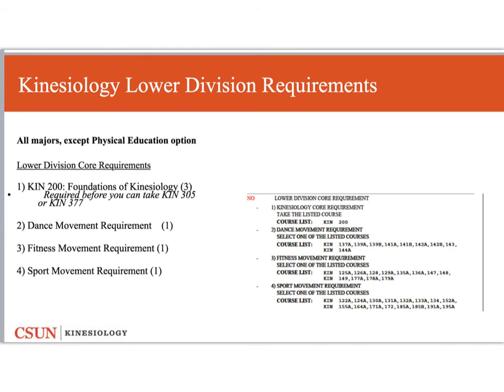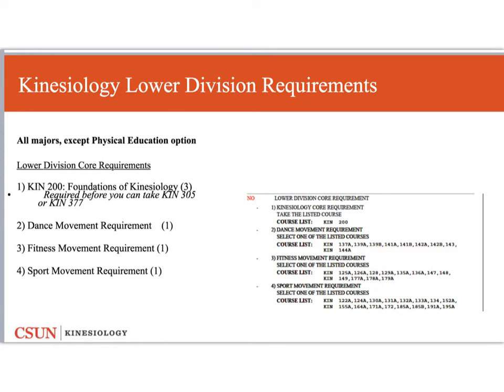All right, so below the prerequisite science and math, you will see the lower division core requirements. There are two different DPR formats. If you are a physical education option, your DPR is going to look a little different, so hold off until we get to the next slide. For all other majors and options, this is what your DPR will look like.